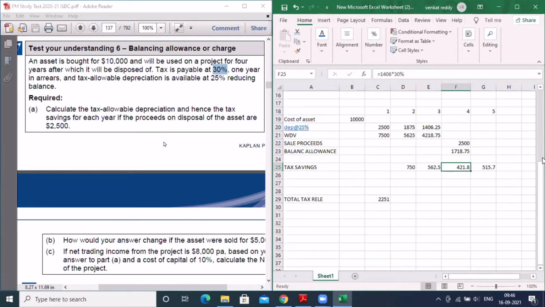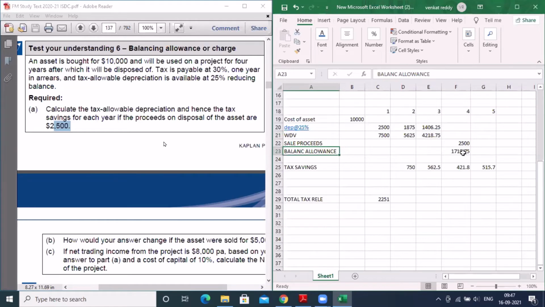Now, how do we differentiate between allowance and charge? In this illustration, at the end of the fourth year, the written down value, it means whenever the asset is disposed, the written down value is 4,218, but it is disposed for only 2,500. It means the disposal value is less than its carrying value. If it is less, we assume it as a loss on disposal. This loss can save your tax. So that's why we are assuming it as a balancing allowance.